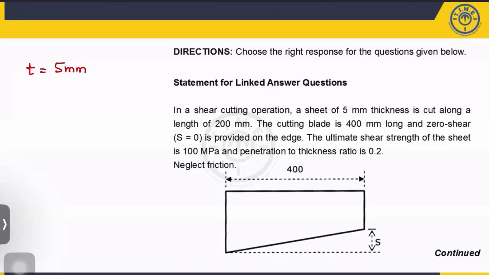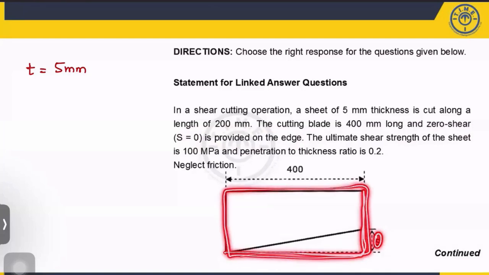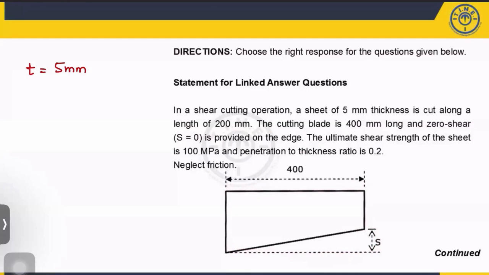The cutting blade, which is the blade which you are using for cutting, is 400 mm long, and zero shear is provided on the edge. That means the first case I am assuming there is no shear, what we call a zero shear. That means your blade will be like this. Blade means the blade of the punch. Now the ultimate shear strength of the material or the sheet is given as 100 megapascal and the penetration is given as 0.2. Okay. So what is the data given?